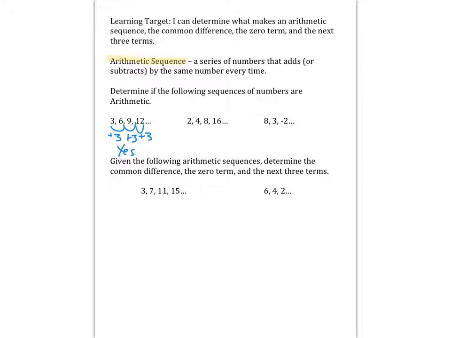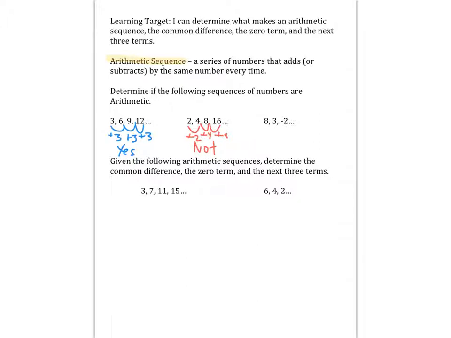2, 4, 8, 16. Between 2 and 4 is plus 2. Between 4 and 8 is plus 4. Between 8 and 16 is plus 8. So we are not adding or subtracting the same number between each term every time. So this would not be considered an arithmetic sequence. In fact, this is a geometric sequence, which we will learn about in the next few lessons.